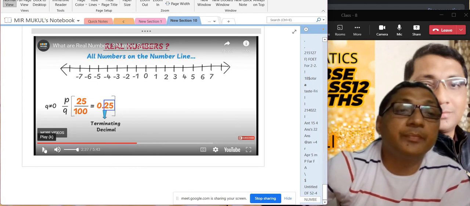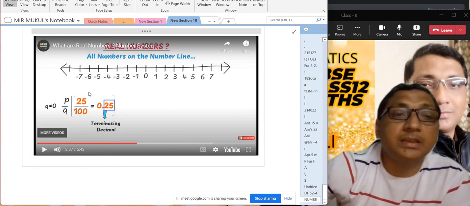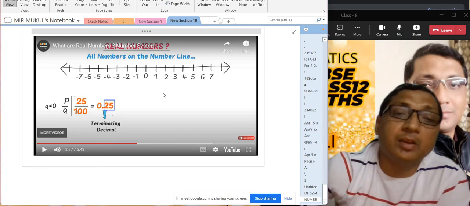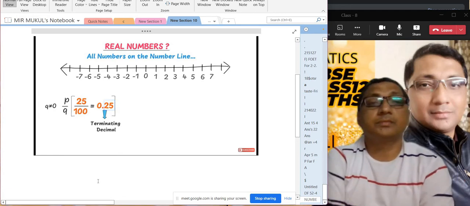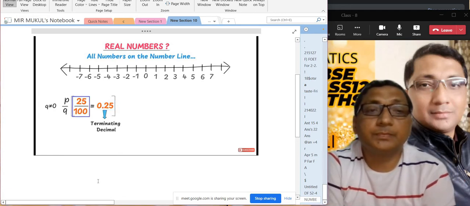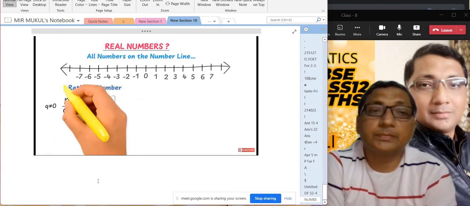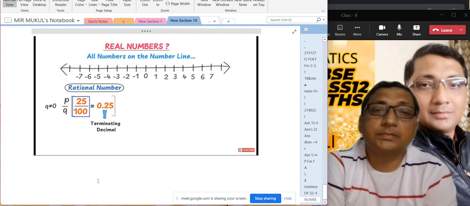Okay. Very good. Now, here all are real numbers, right? Even all numbers present on the number line. So between 1 and 2, we can say 0.5, 0.6, 0.7, and all numbers can be expressed in p by q form, with a decimal part. So 25 by 100 is a number which we can write in p by q form. Secondly, we say that it has a terminating decimal. Thus, it is a rational number. We can plot 0.25 on a number line. So 25 by 100 is a real number.